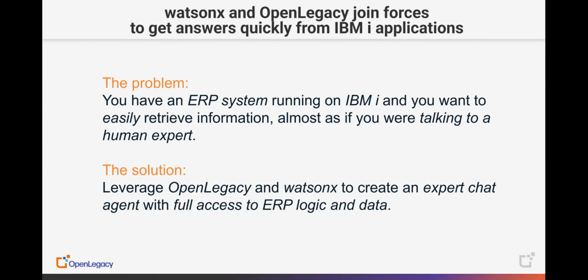Let us imagine that we need to retrieve some information from an ERP system running on IBM. We would like to do this instantly, so it would be great if we could simply ask a chat agent who knows how to get this information for us. OpenLegacy and watsonx can work together to seamlessly make this happen by enabling easy, non-invasive access to the data and business logic needed in order to provide the appropriate answers.